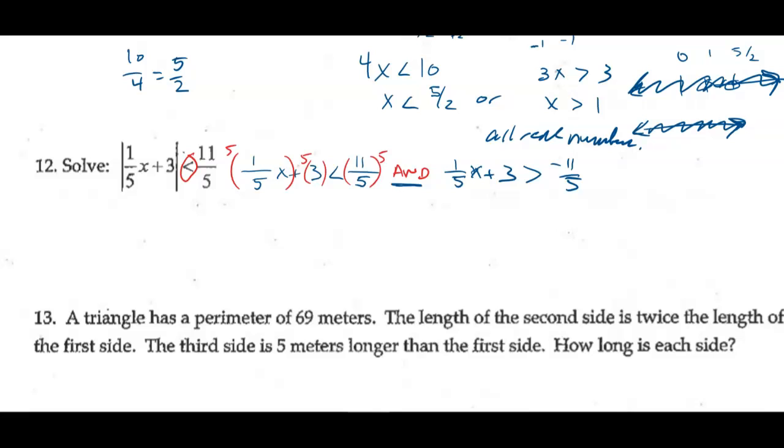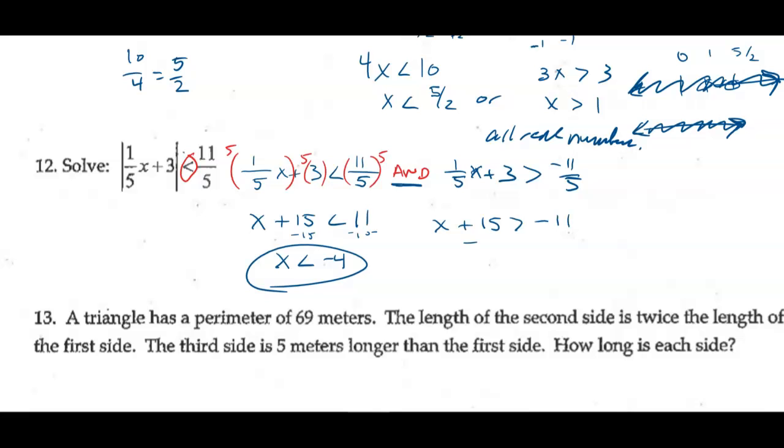So what does that leave me with? Oh, x minus 15, negative 4. And on this side, same idea, multiply everything by 5. That's going to give me x plus 15 is greater than negative 11.